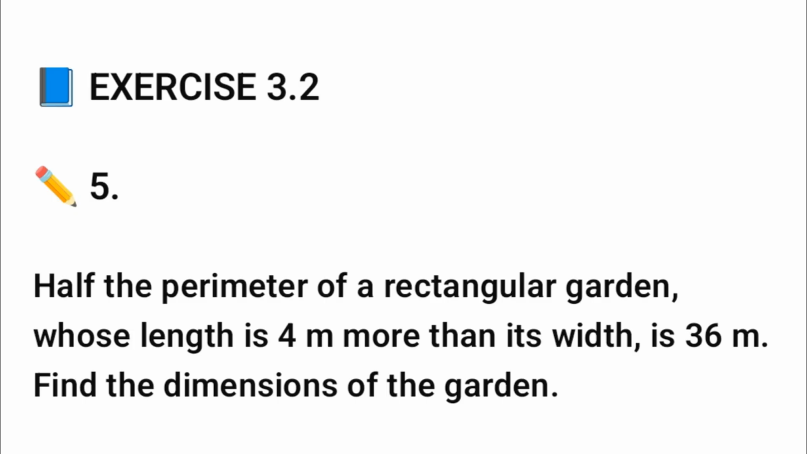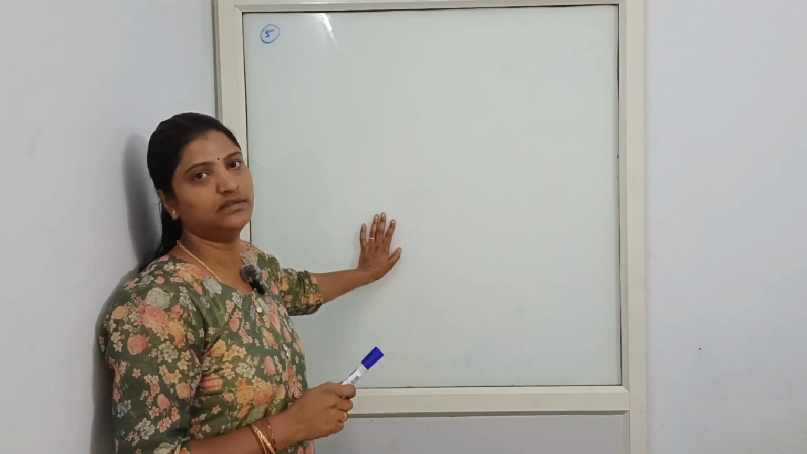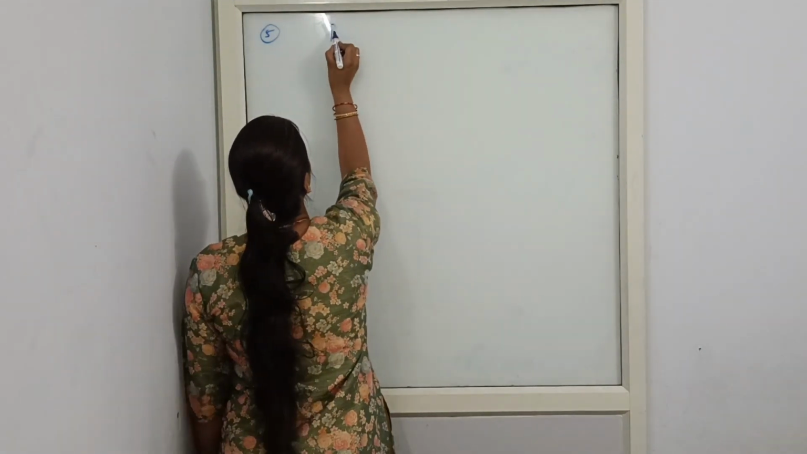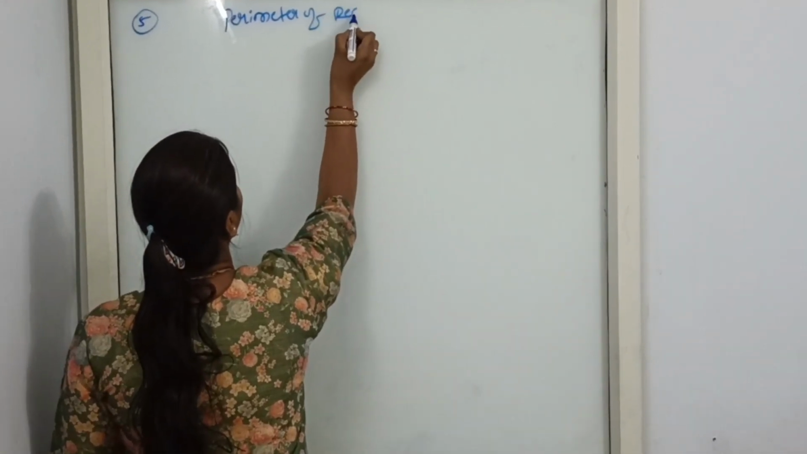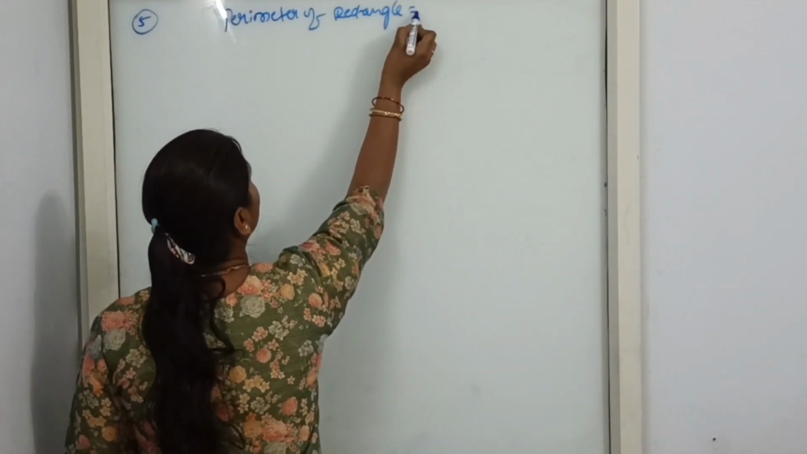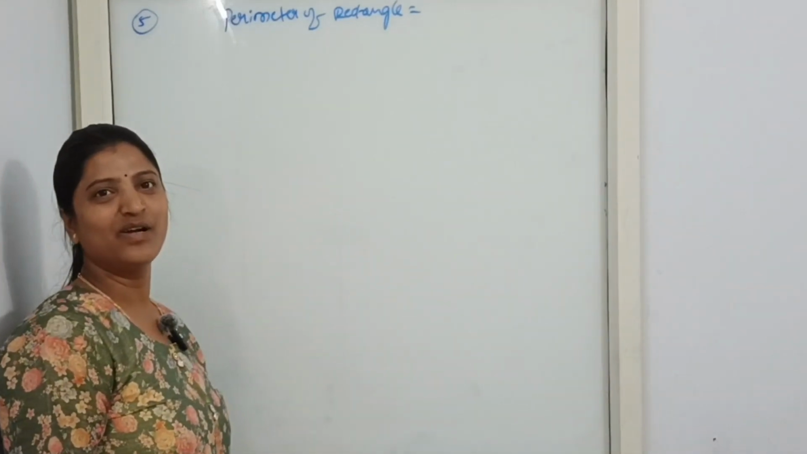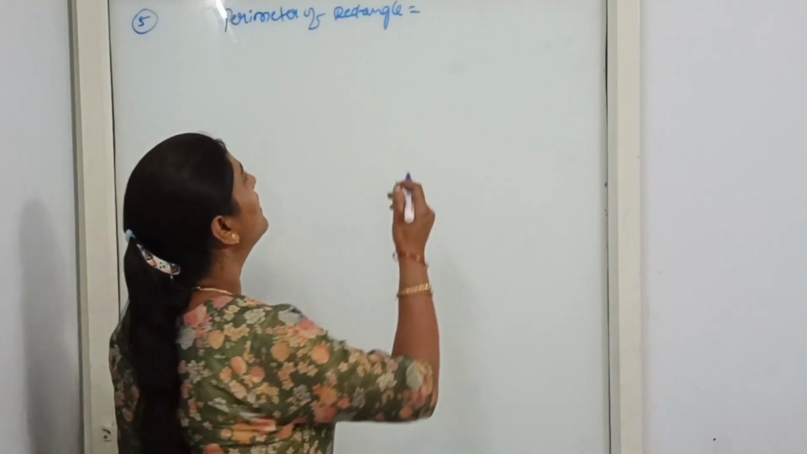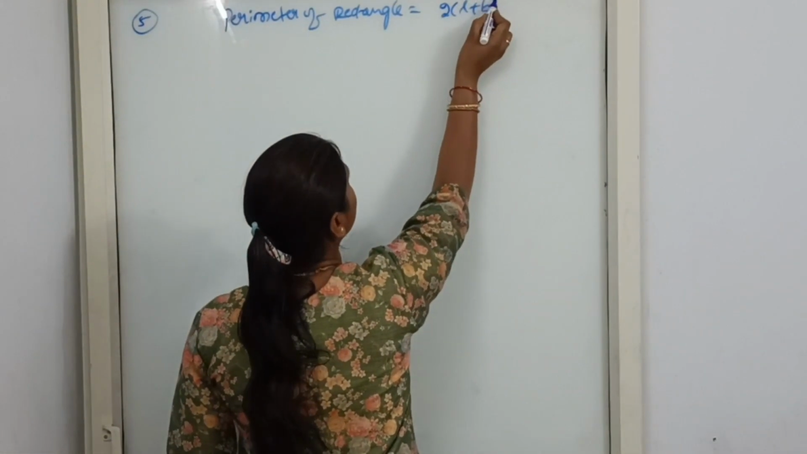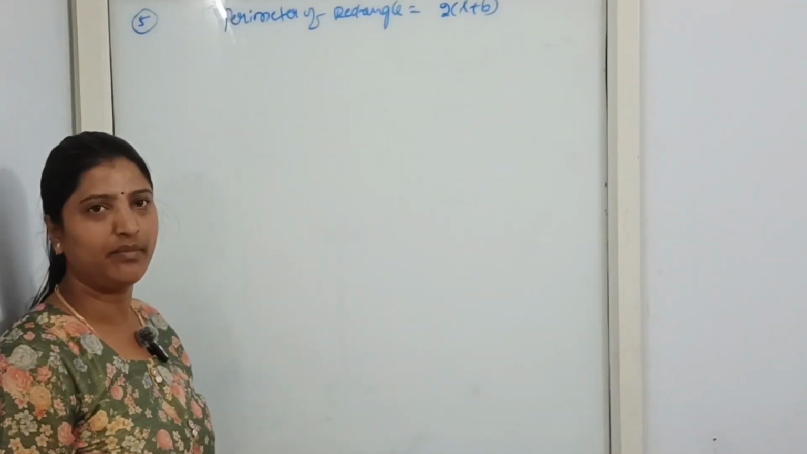The perimeter of the rectangular garden whose length is 4 meter more than its width is 36 meter. Find the dimensions of the garden. Perimeter of the rectangular field means we should understand the perimeter of the rectangle firstly. What is perimeter of rectangle? Recall. Is it length into breadth? Most of them thought like length into breadth, that is the area, but perimeter is 2 into length plus breadth. Don't get confused between area and perimeter, okay?